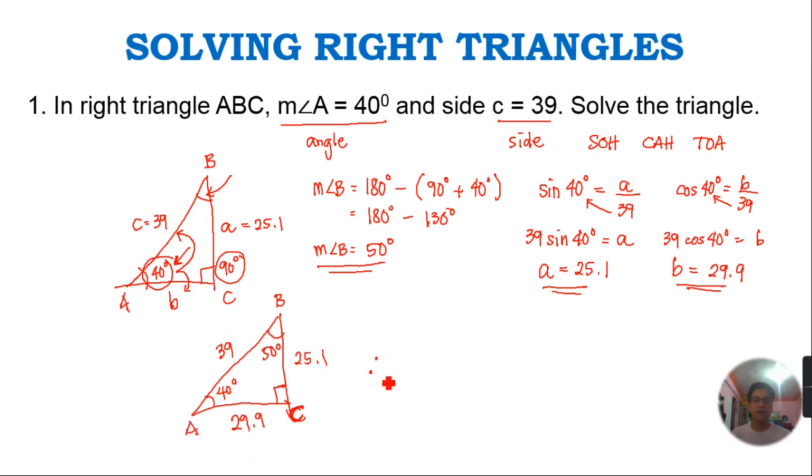Let's just summarize our answers. So measure of angle B is equal to 50 degrees. So A is equal to 25.1 and then B is equal to 29.9. So this is how we solve right triangles. Alright, so let's proceed to our example number 2.